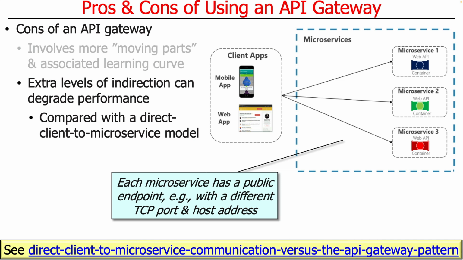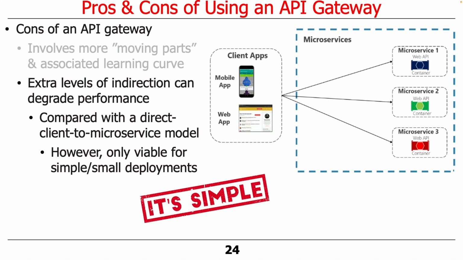And of course, the alternative way of doing things, the way we've been doing up to this point, is by using a direct client to microservice model, where the client applications knew about the microservices and they talk to them directly. So in this model that we're showing here, each microservice has a public endpoint with different TCP port numbers and host addresses and so on. But the problem with that approach is it doesn't really scale. It's only useful for the kinds of simple test cases I've been showing you up to this point. And as soon as you get production-grade systems with lots of microservices, you don't want the clients talking to them directly for all the reasons we just talked about.